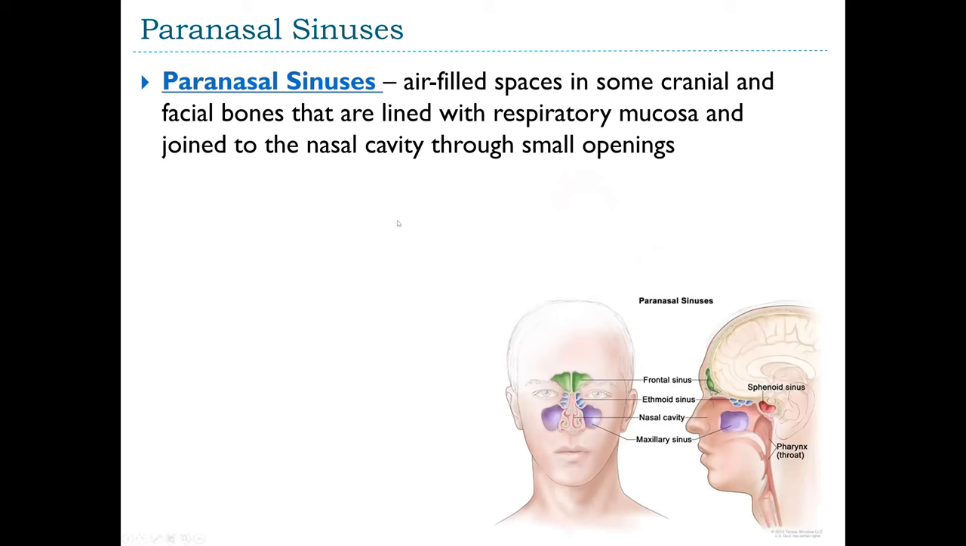So the paranasal sinuses are air-filled spaces in some of the cranial and facial bones that are lined with respiratory mucosa and joined to the nasal cavity through small openings. And so you have paranasal sinuses in these five bones: your frontal bone, sphenoid, ethmoid, your maxillary, and your palatine. In most pictures, they don't show the palatine sinuses because they're so small, but they will show the other four large ones. So the frontal sinus up here above your eyes, then you've got the little small ethmoid sinuses, a large sphenoid sinus, and then a maxillary sinus in both of your maxilla bones on either side of your face.